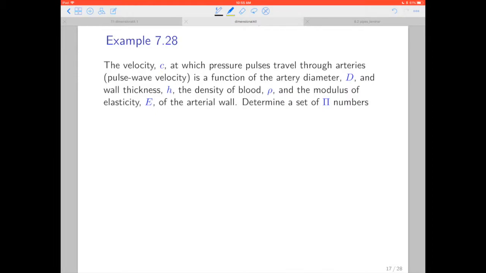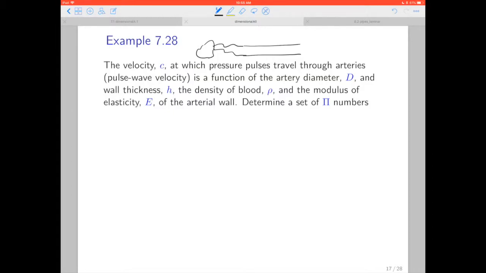This is an example of computing the pi numbers using an alternative method. The method is called by inspection. This example basically resembles the flow through the arteries in the human body. So if this represents an artery, at some point we have the heart, and this is somehow connected with the heart.